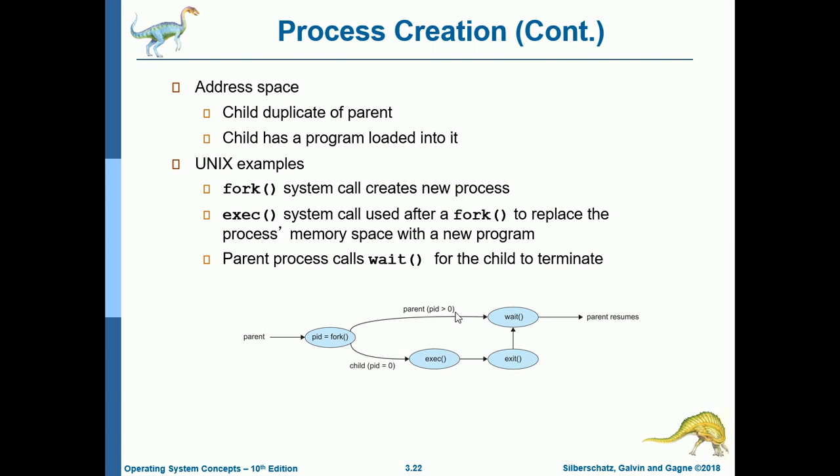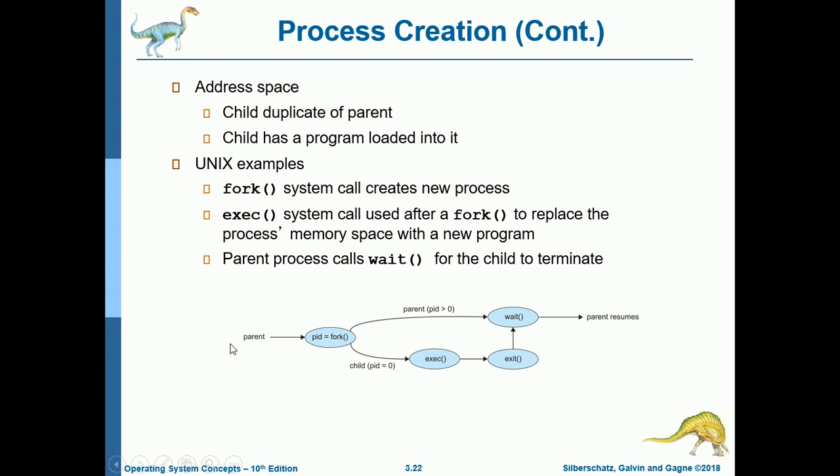So, continuation for process creation: we also have the address space, where the child is a duplicate of the parent, and the child has a program loaded into it. For Unix examples, the fork system call, as you can recall, creates a new process in Unix. Then the exec function is a system call used after a fork, after creating a process, to replace the process memory space with a new program. And then the parent process calls wait for the child to terminate.